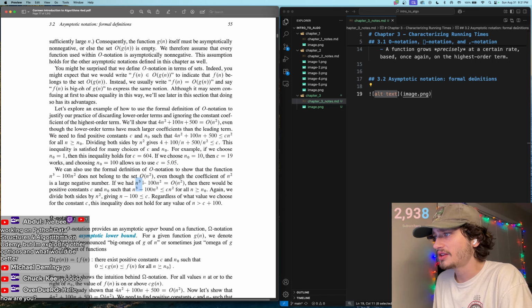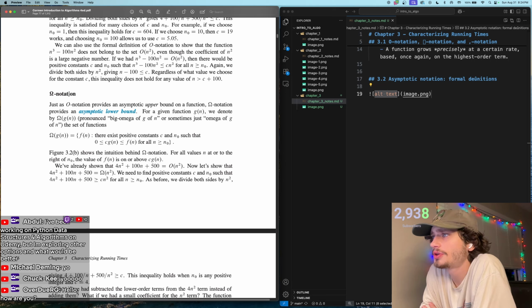If we had n cubed minus 100n squared is equal to O of n squared, then there would be positive constants c and n naught such that n cubed minus 100n squared is less than or equal to some constant c times n squared for all n's that are greater than n naught. Again, we divide both sides by n squared, giving us this reduction: n minus 100 is less than or equal to c. Regardless of what value you choose for the constant c, this inequality does not hold for any value of n greater than c plus 100.